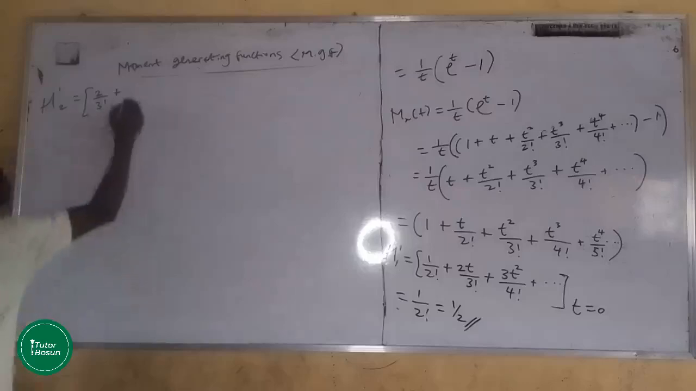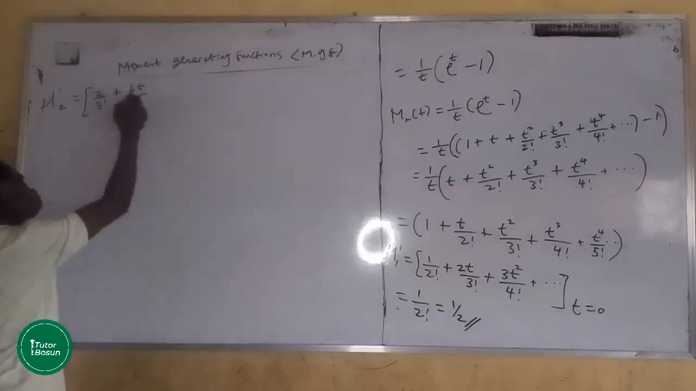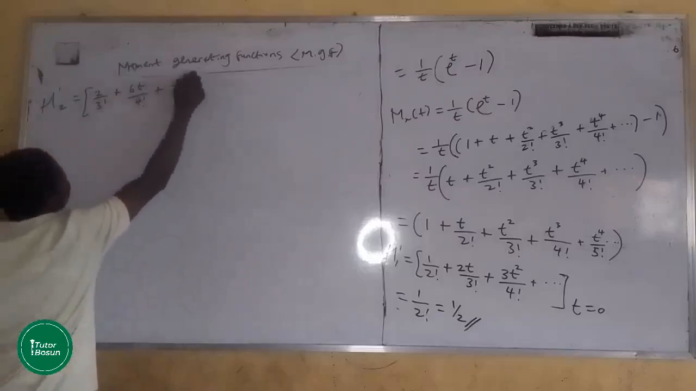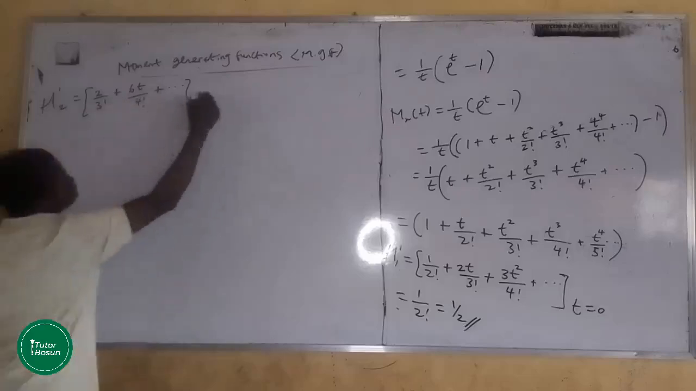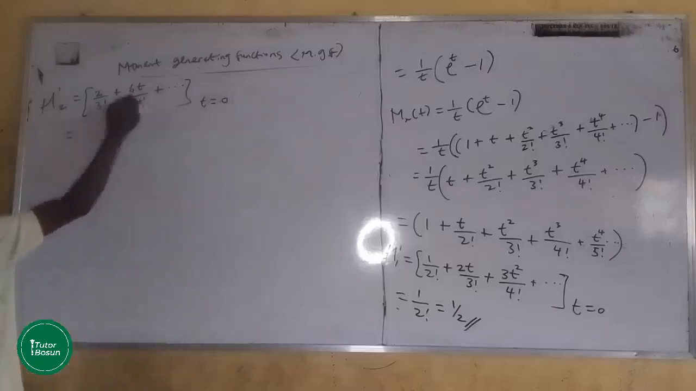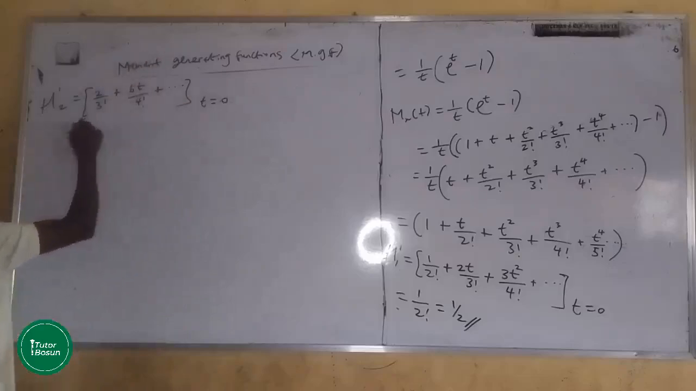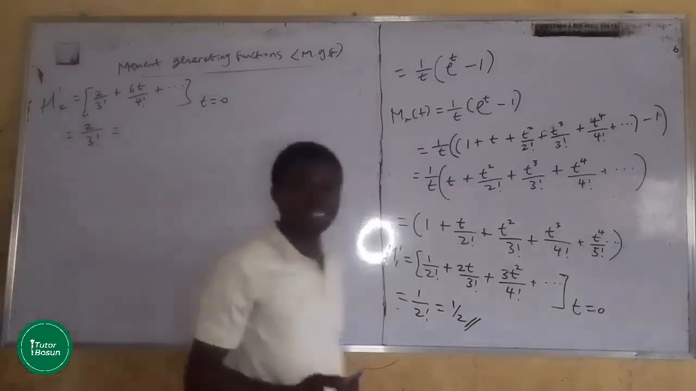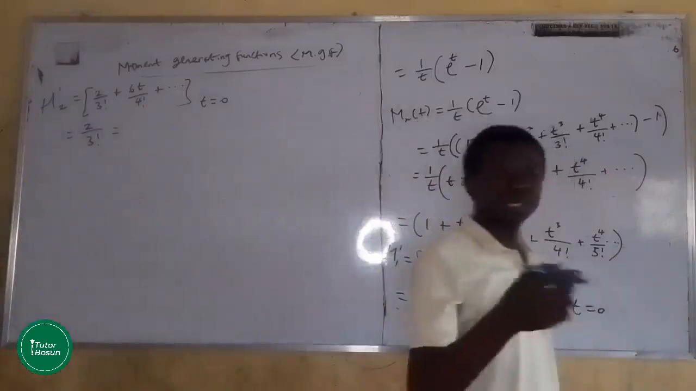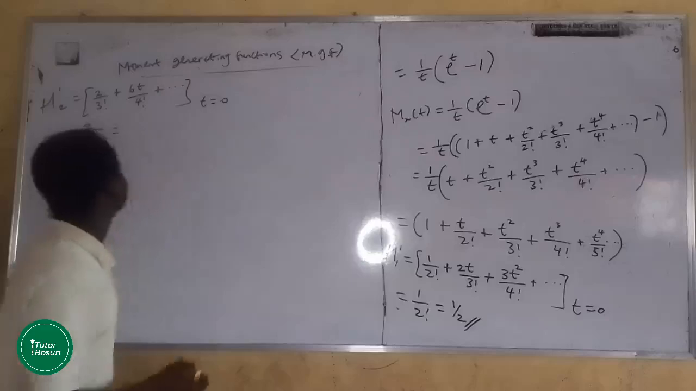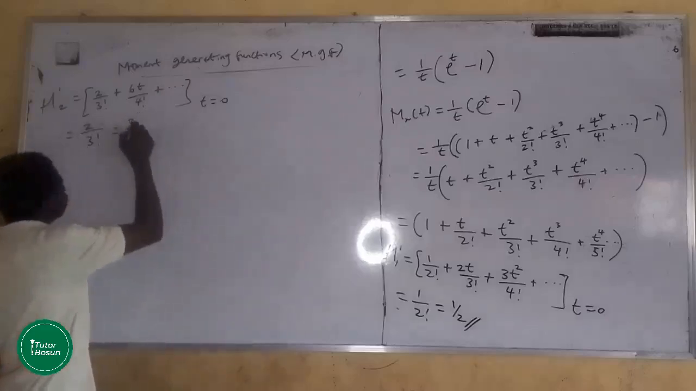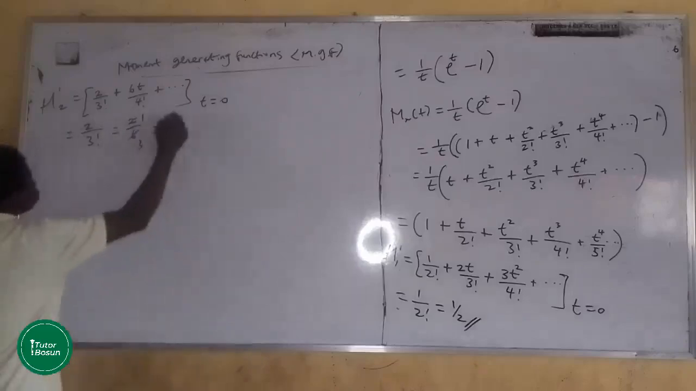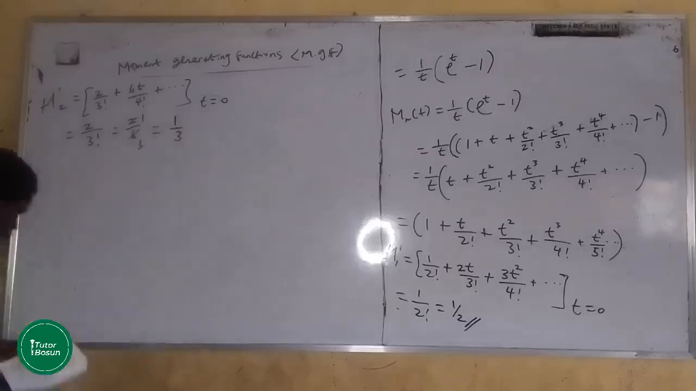So that's 6t over 4 factorial plus dot dot. Everything will still become 0 setting t to 0. So plugging t to 0, this becomes 0. So we are only left with 2 over 3 factorial. And 3 factorial is what? 3 times 2 times 1, and that's automatically 6. So we are left with 2 over 6. 2 here 1, 2 here 3. So that finally gives you 1 over 3.